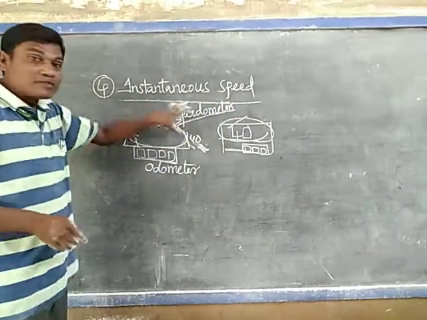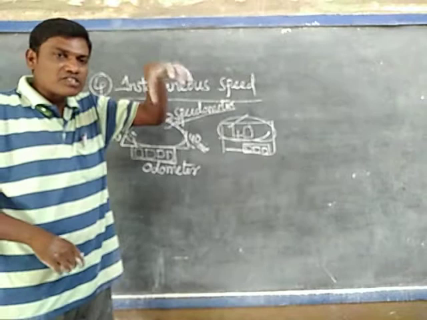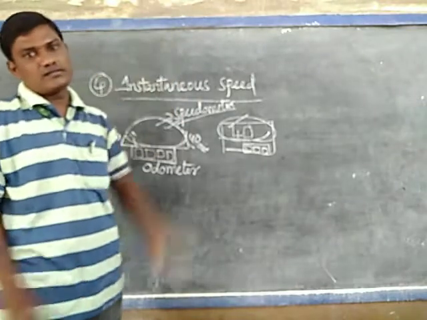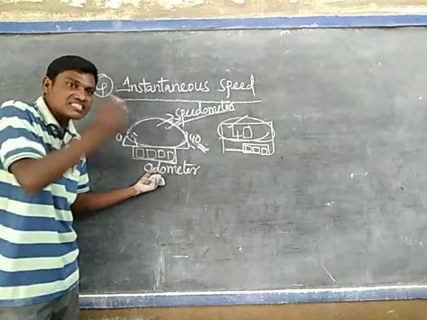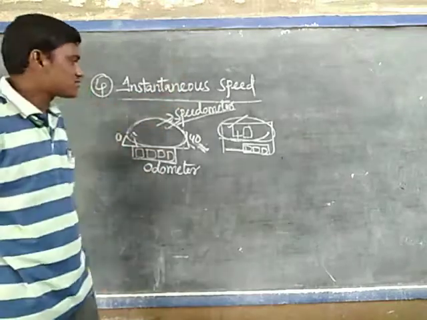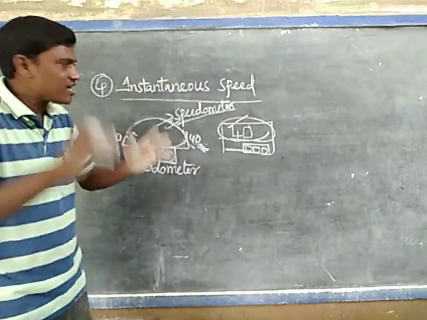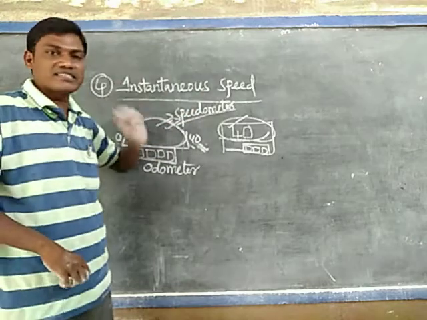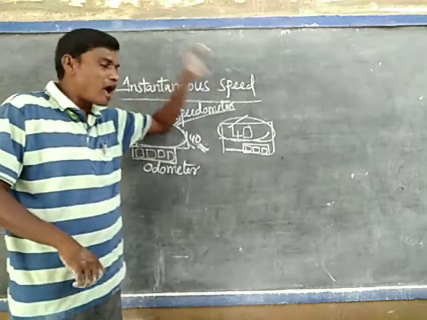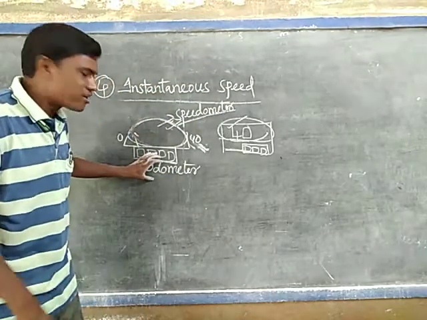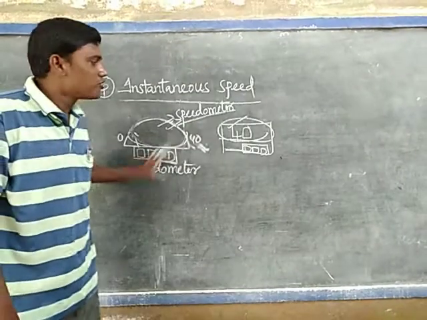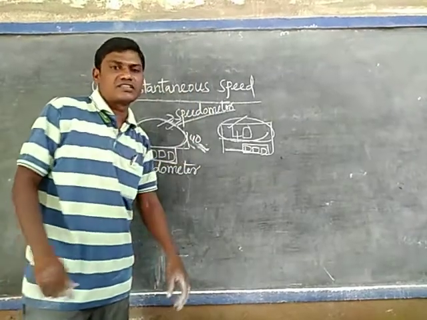The speedometer displays how much instant speed the body is moving with at that time, and the odometer represents how much distance you have covered. That's right. So listen very carefully. In vehicles, the speedometer gives the information about the instant speed at that time, and the odometer gives how much distance you have traveled. Okay.